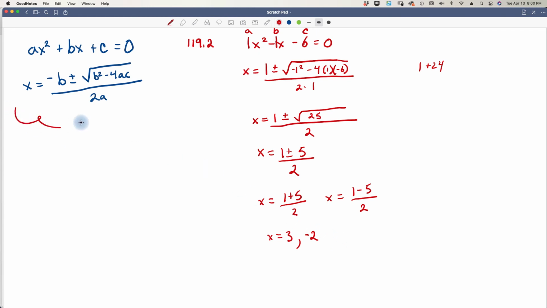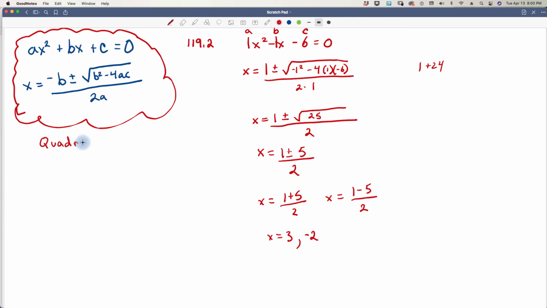Be sure to write this down together so you know exactly where to get this and how to put it together. This is the quadratic formula. Right? Let's do 119.3.